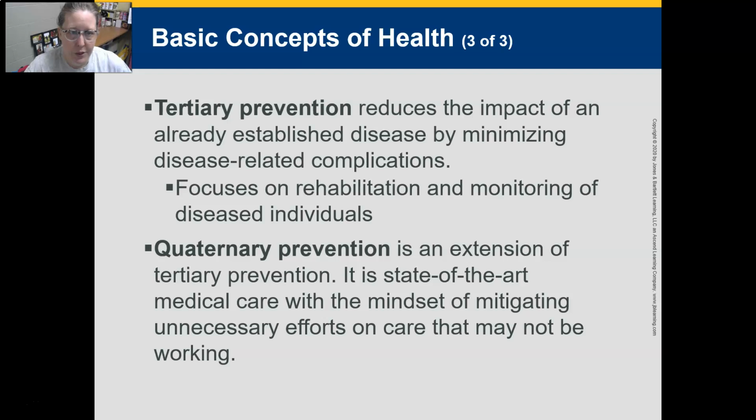Then we have tertiary prevention. And this looks like reducing the impact of an already established disease by minimizing disease-related complications. This is the realm of medical practice that is one-on-one. So once we have identified somebody that has a chronic disease, then in tertiary prevention, it's trying to manage this disease in the best way possible so that we don't have complications. So like in diabetes, you would want to manage it well so you don't develop renal failure or a stroke or a heart attack or blindness.